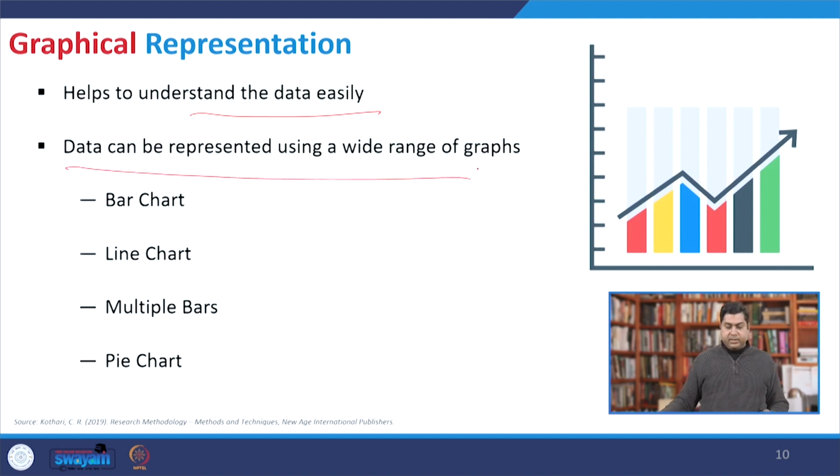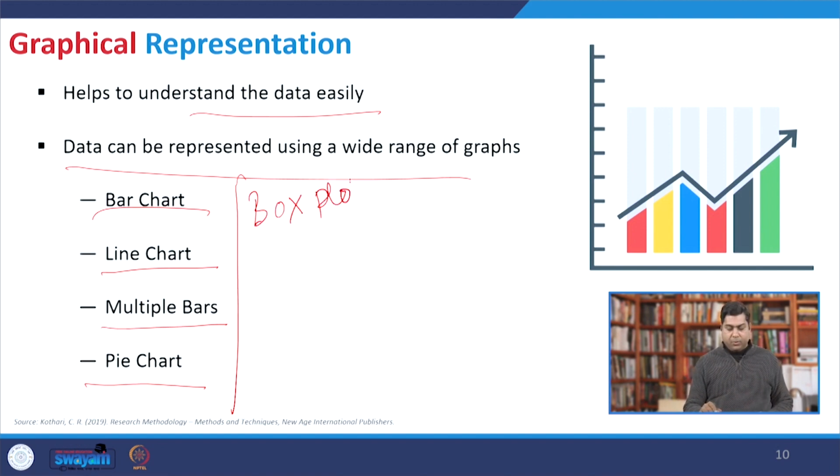Data can be represented using a wide range of graphs. It can be a bar chart, a line chart, multiple bars, or a pie chart. Even then, you can also have different kinds of plots. The box plot is one of them, where it is not only showing the mid value, it can also represent some sort of outliers. We'll discuss that when we discuss data interpretation and understanding the data, and what kind of graph can be used. There it will be much more clear, but the representation of data is also an important stage of data processing.